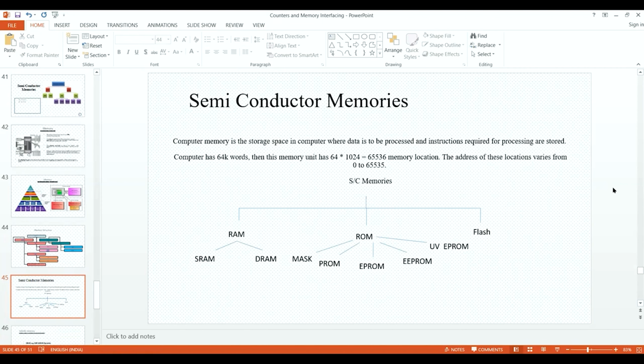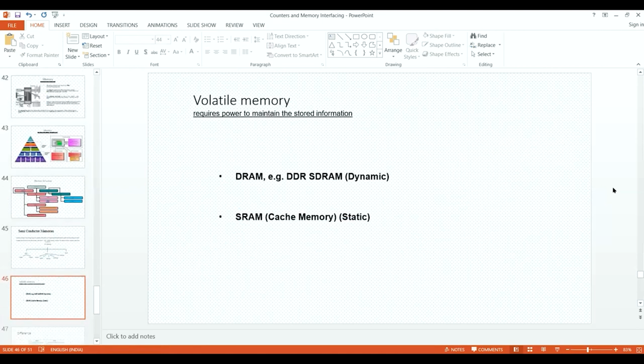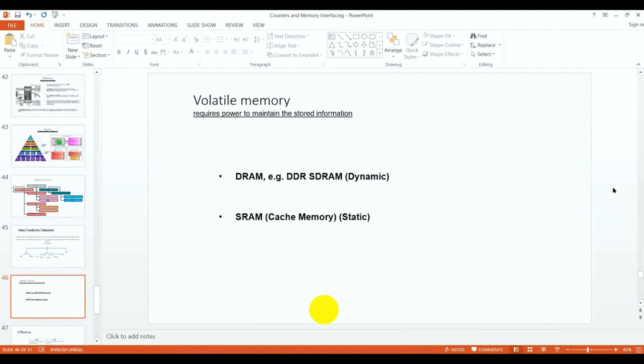So you can see SRAM or DRAM. In ROM, we have masked ROM, in which we fix the values. We have UV EPROM also, where you can use UV light to erase the data, so it is erasable programmable read-only memory. Then that is your flash memory. Then we have volatile memory, which requires power to store information, like DRAM and DDR. SDRAM is dynamic in nature. SRAM is basically cache memory, and the maximum cache memory we use is nearly 10 MB.